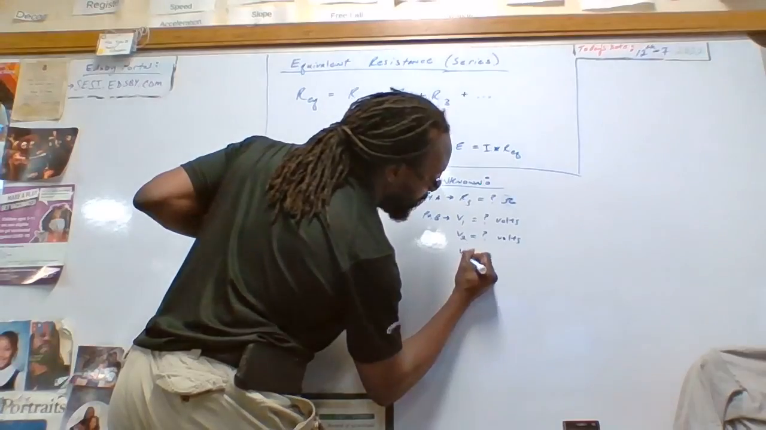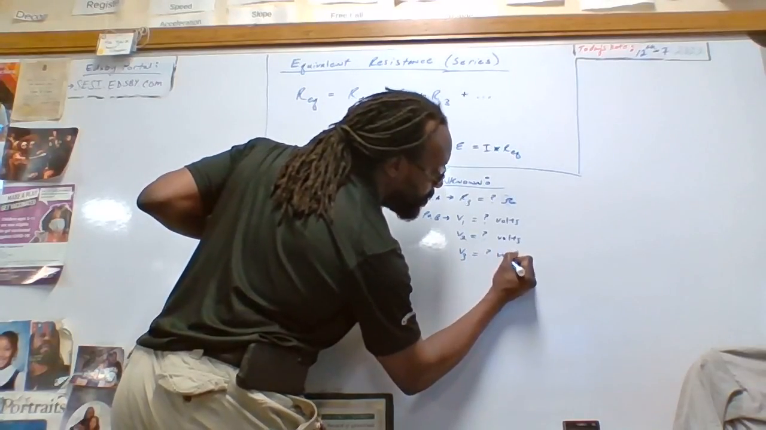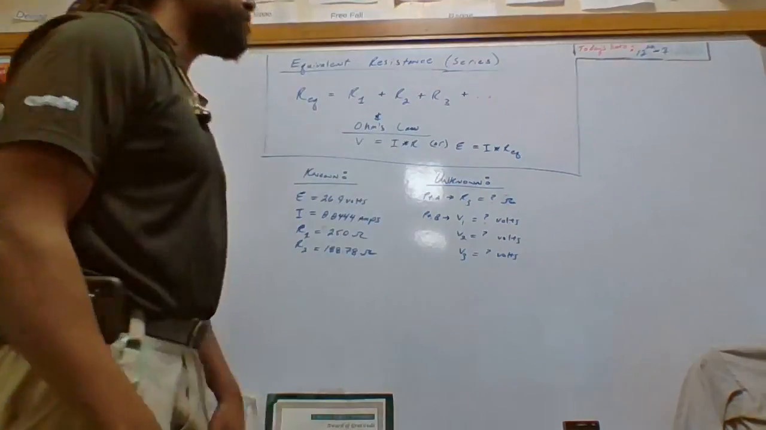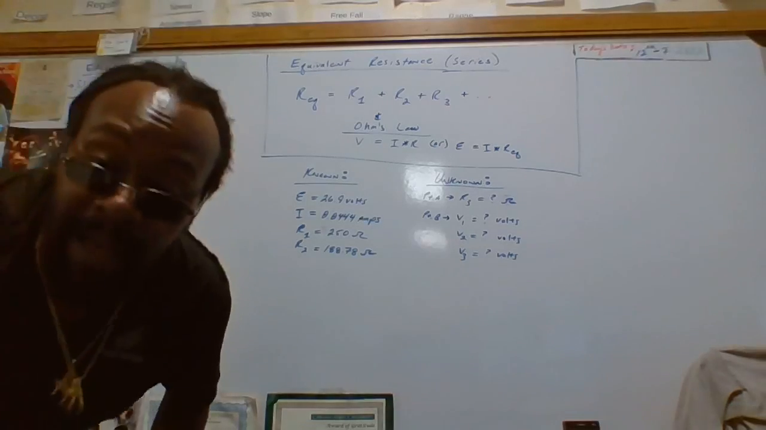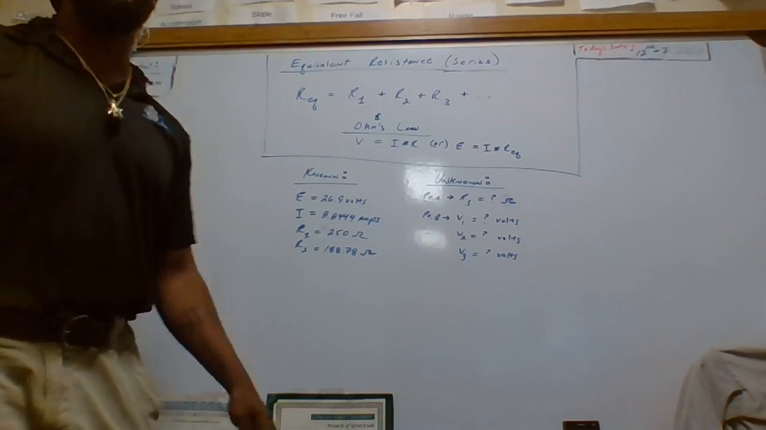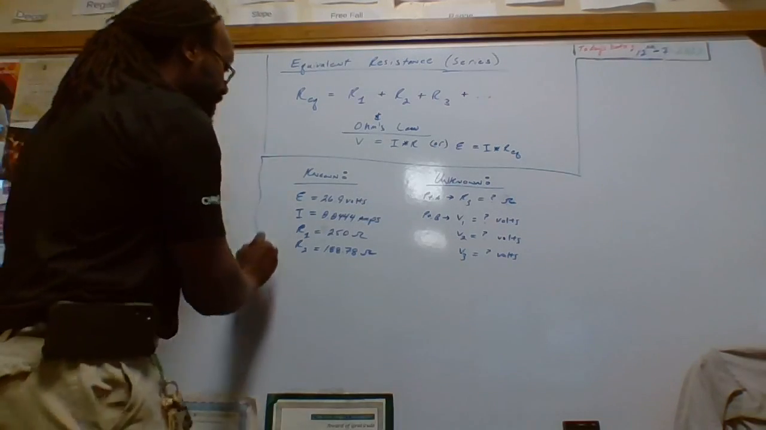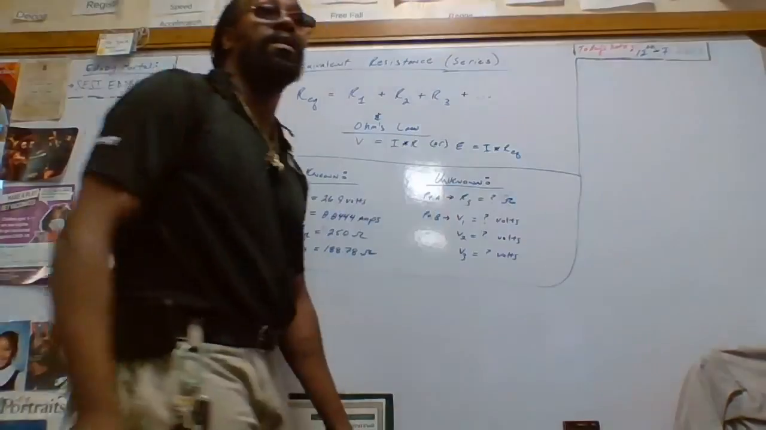And then V3, some number in volts. All right. Told you a lot, right? How we doing on time? 12:45. We got 15 minutes of class left. Let's burn through this problem. We have everything we need. Let's get to work.